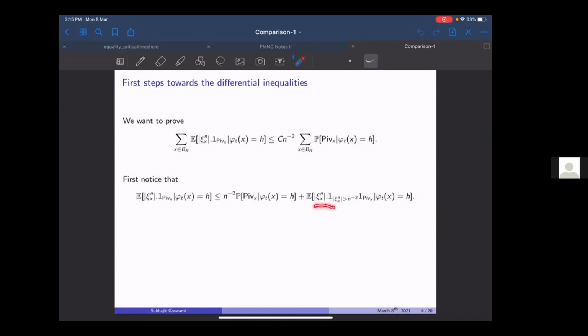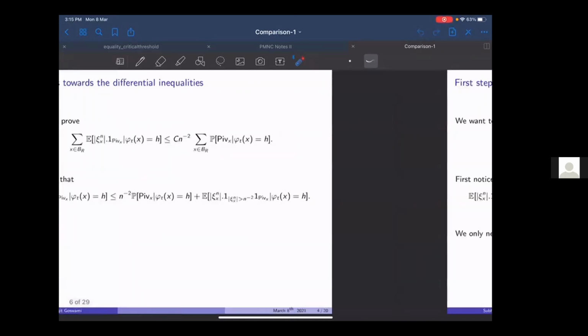And there is another part, which is actually the really troubling part, which is basically the tail of psi xn, where it can actually be bigger than n to the minus 2. And we have to look at the covariance between these two. So how do you do that?